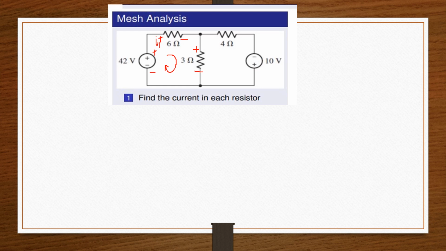So we are taking it from the 42 volts. So we have 42, which is a rise, making it positive. We have 42. Then our 6 ohm, we have a drop because the current is moving from the positive to the negative, and we have I1 going through that. So a drop will be a negative 6, and the current going through the 6 ohm resistor is I1.